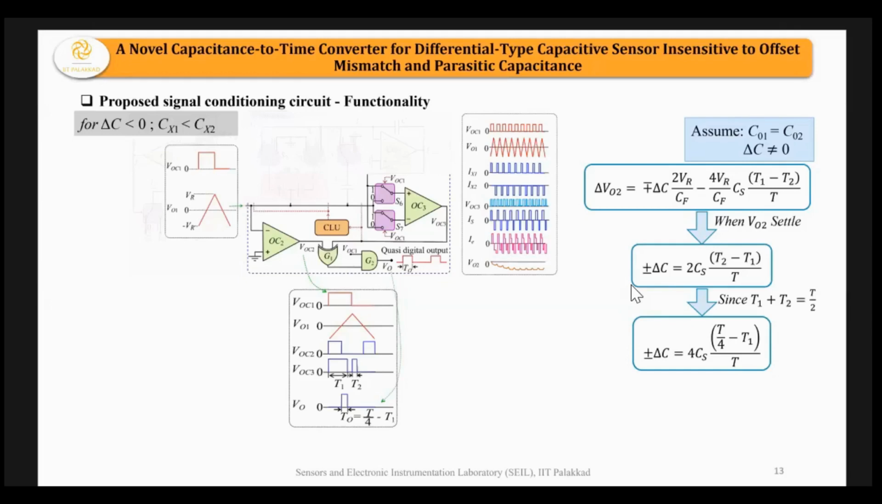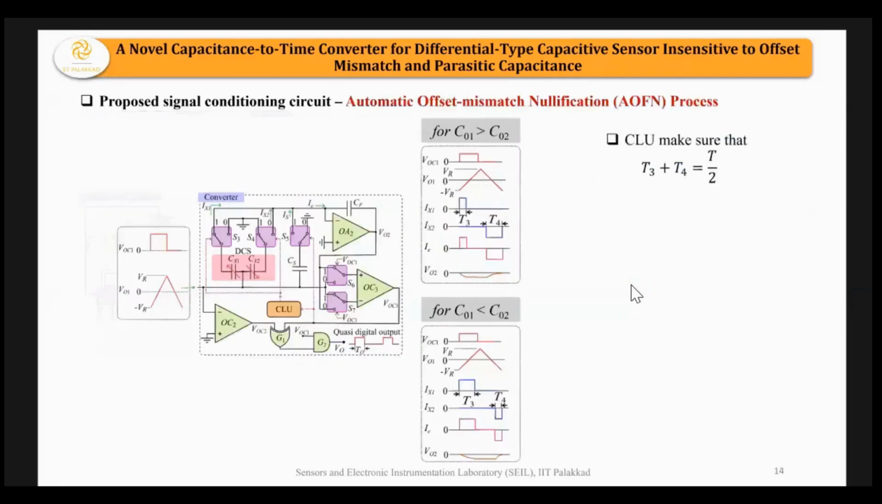For the output, we just need to check what is output V0, and delta C will be proportional to T0. Again, CS and T are constant, so the output linearly changes with T0. So these are the basic functionalities of the circuit.